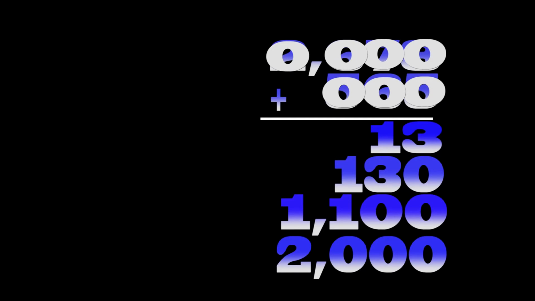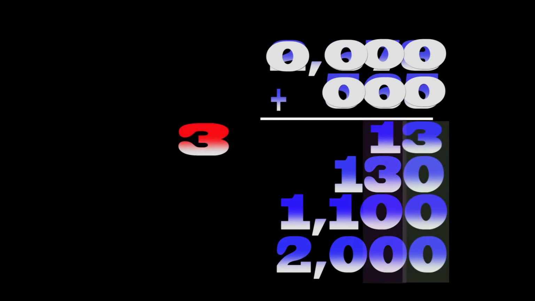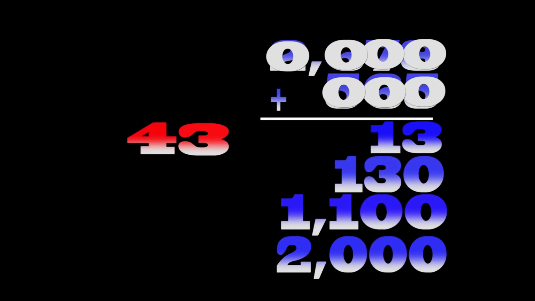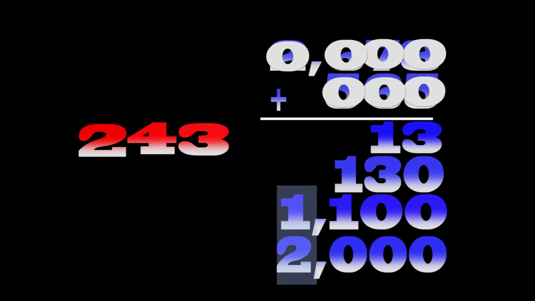The next step is calculating the sums of each place value. I'll start in the ones place. 3 plus 0 plus 0 plus 0 equals 3. And in my tens place, 1 plus 3 plus 0 plus 0 equals 4. In the hundreds place, 1 plus 1 plus 0 equals 2. And in the thousands place, the sum of 2 and 1 is 3.